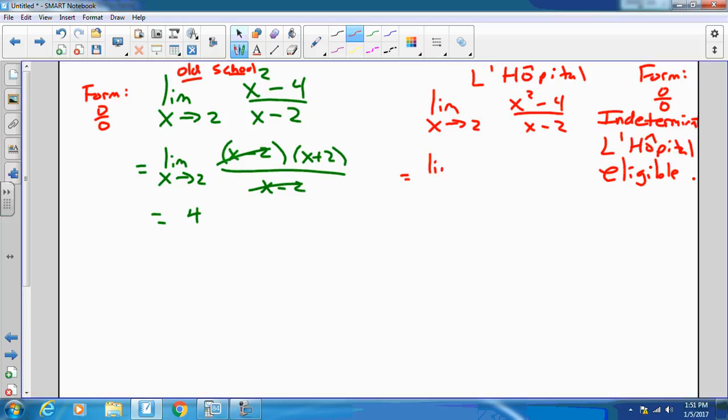How does it work? It's really simple. The limit as x goes to 2 of f over g is exactly the same as the limit as x goes to 2 of f prime over g prime, which is 4. Ta-da! Wow, that's cool. That is remarkable because it is so easy to use.